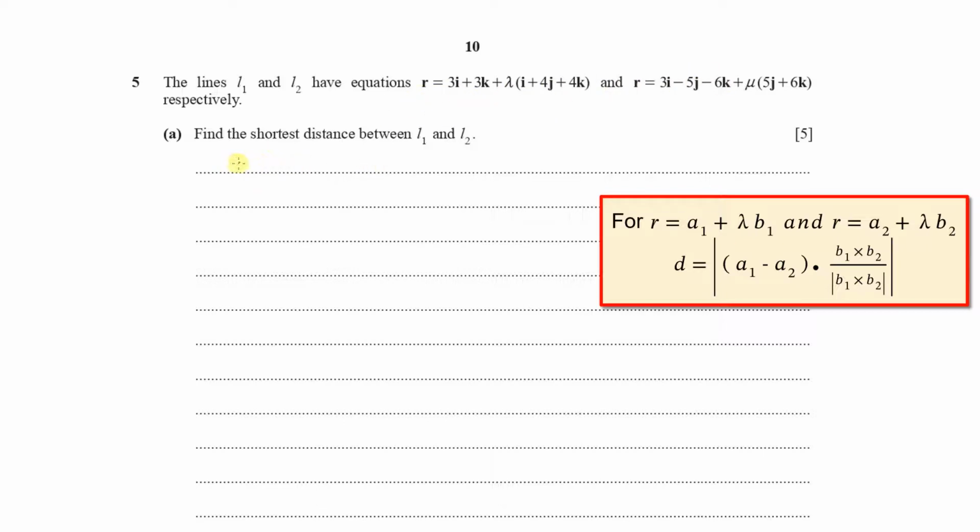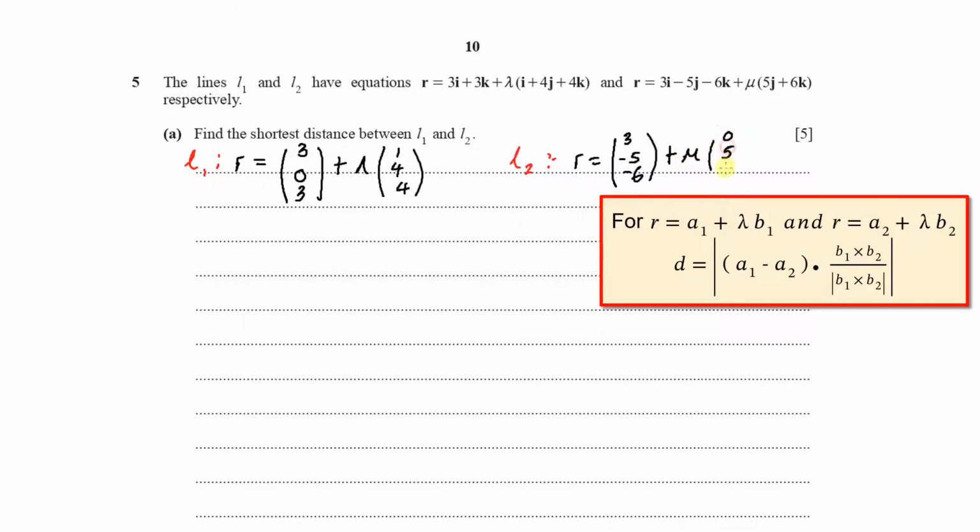So using this method, first of all, I would prefer to write these two equations in column vector form. So that will be r is equal to (3, 0, 3) plus lambda (1, 4, 4). So that's L1 here. And for L2, I'll write it as r is equal to (3, -5, -6) plus mu of (0, 5, 6). So these are the two equations of the lines.